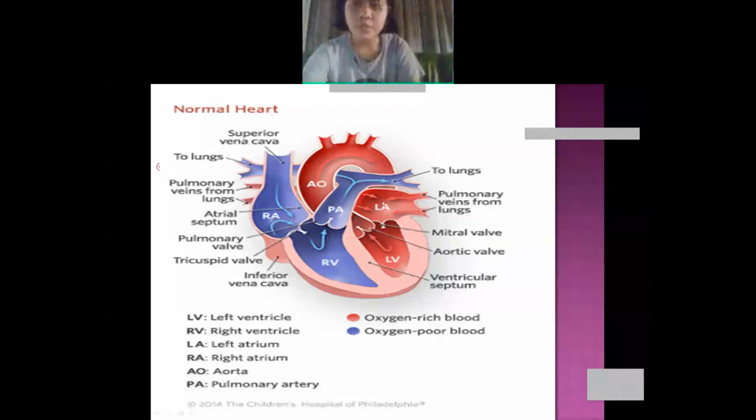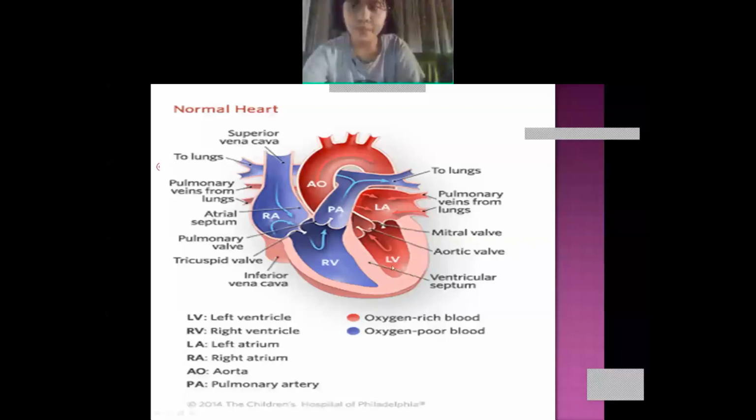Now when it enters the left atrium, again here there is a door or a pathway which is known as the mitral valve. This is the mitral valve. As soon as the mitral valve opens, the blood goes down. Oh, sorry, I said aortic, it's the mitral valve. Then afterwards it enters the downside, that is the left ventricle.